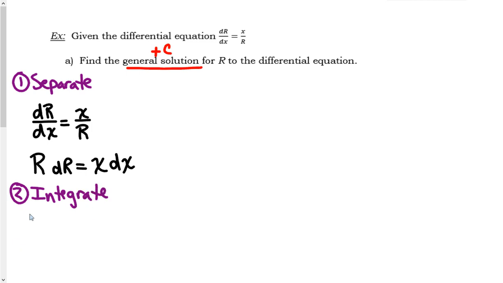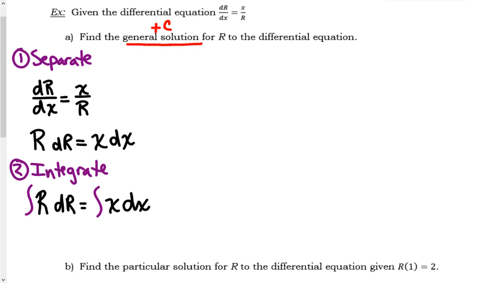All I'm going to do now is integrate both sides. So let's take our antiderivative now. When I take the antiderivative of r, I'm going to get r squared over 2. And again, I have a plus c, but I don't want to write it over there. When I take the antiderivative of x, I get x squared over 2. And that's where I'm going to write that I have my constant. I usually write it as C1, just because maybe I'm going to have another constant later.